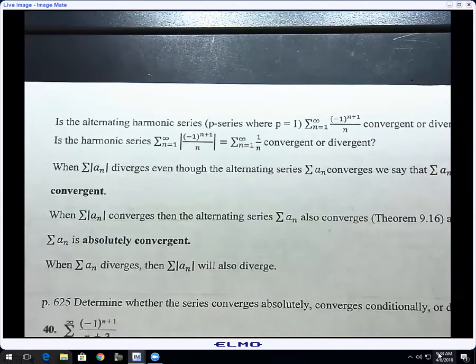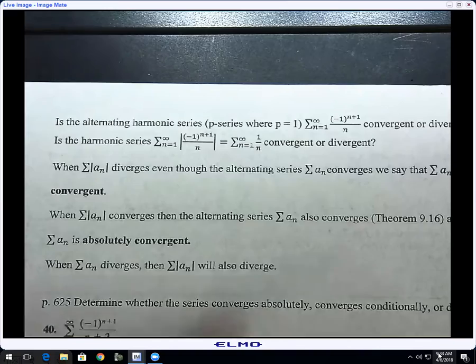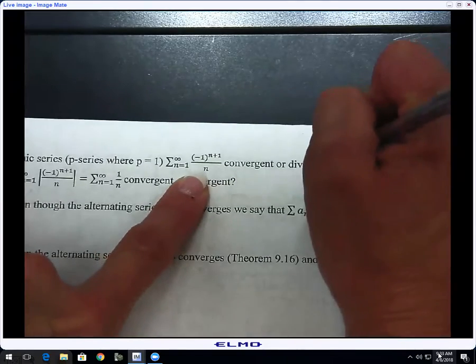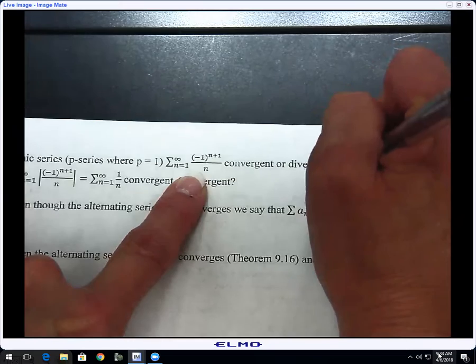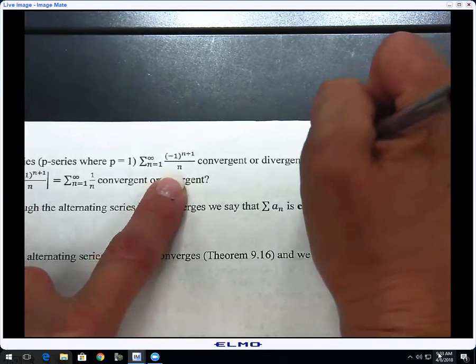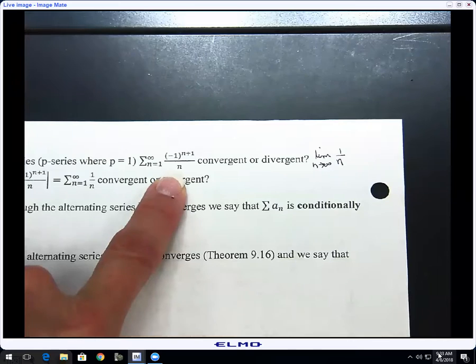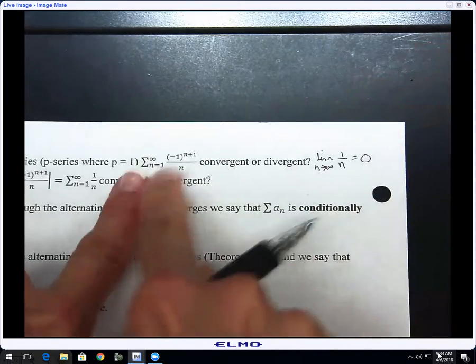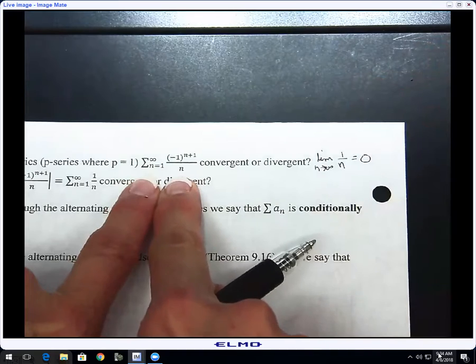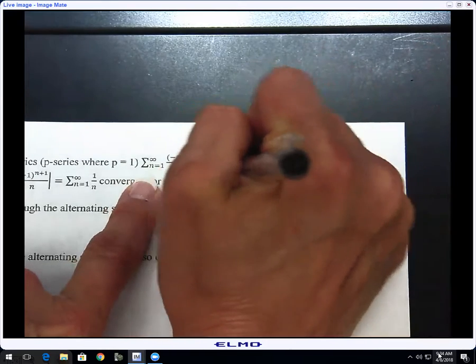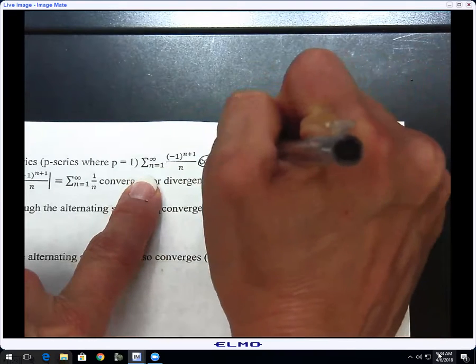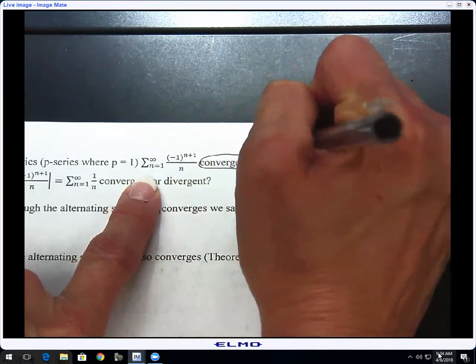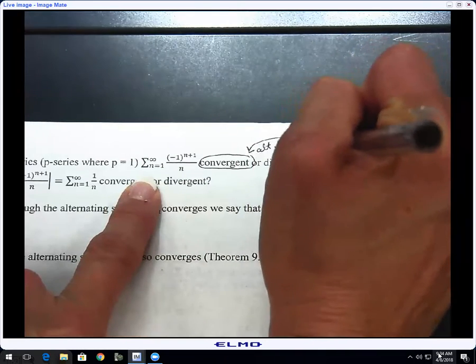Use the alternating series test on the other side of the paper. That's what the alternating series test was for. So if we just took the limit as n goes to infinity of the basic series 1 over n, what's that? What's that limit? 0. And so what does that tell us about this alternating series? It converges. The alternating series converges.